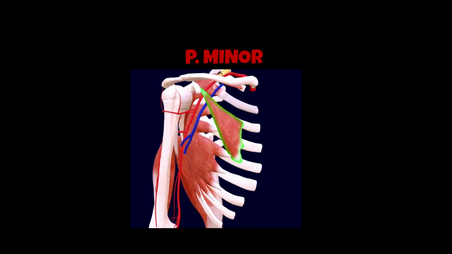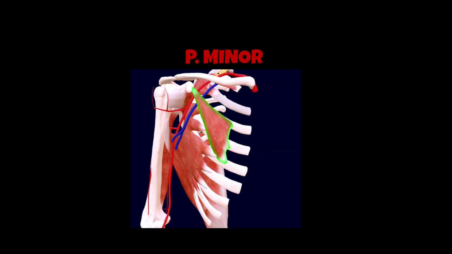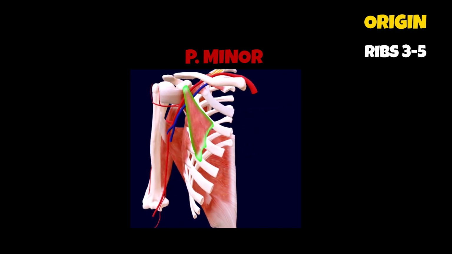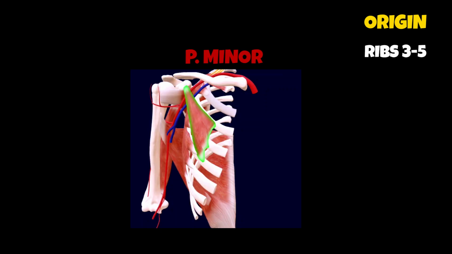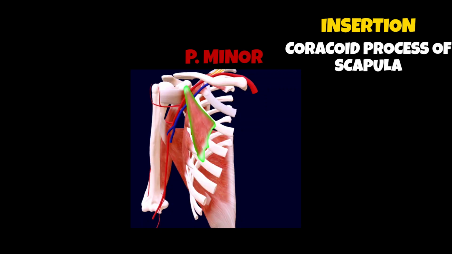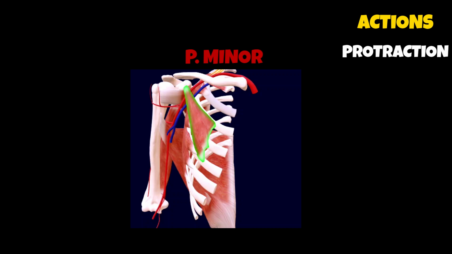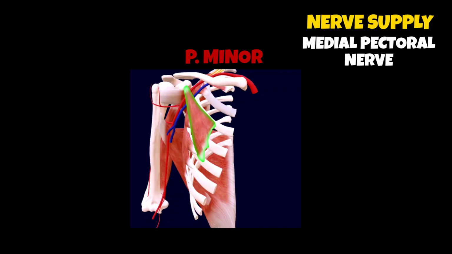Next, coming on to the pectoralis minor muscle, which is a small triangular muscle deep to pectoralis major. It originates as three muscular slips from the anterior surface and upper margins of ribs 3 to 5, as well as from the deep fascia overlying the intercostal spaces, and inserts onto the medial border and upper surface of the coracoid process of the scapula. It draws the scapula forward, that is protraction, depresses the lateral angle of the scapula, and stabilizes the scapula against the thoracic wall. It is supplied by the medial pectoral nerve, which pierces the muscle to reach the pectoralis major.